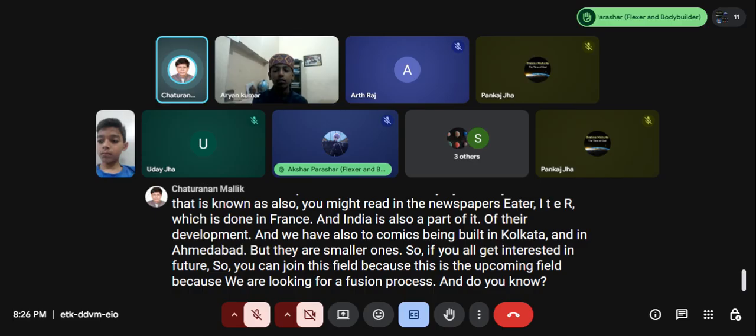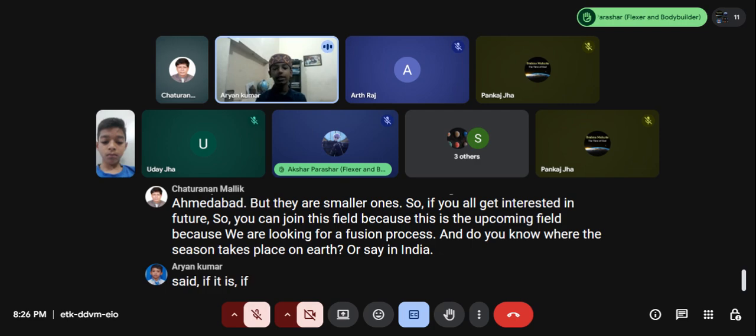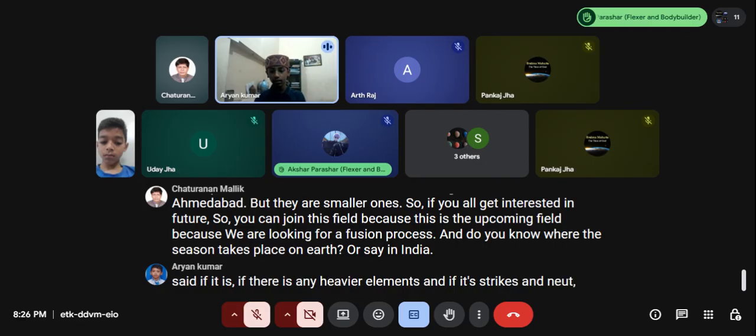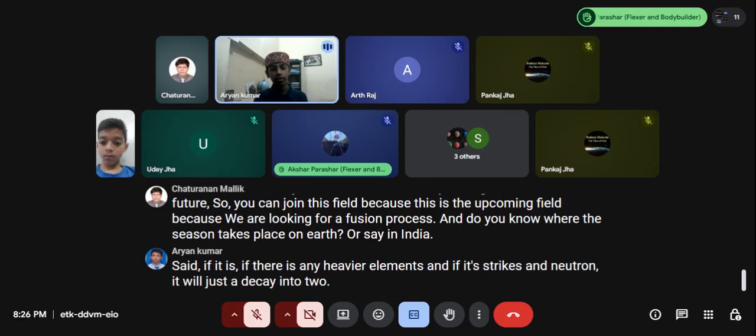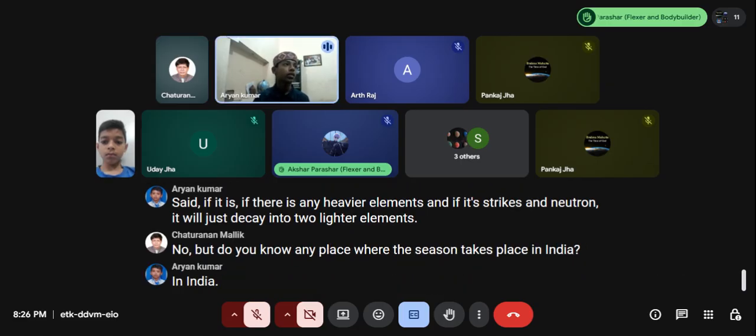Okay, and sir, do you know where the fusion takes place on Earth, or say in India? Sir, if there is any heavier element and it strikes a neutron, it will just decay into two lighter elements. No, but do you know any place where the fusion takes place in India? I don't have any idea about that, sir.